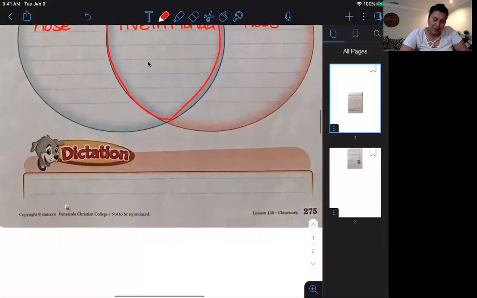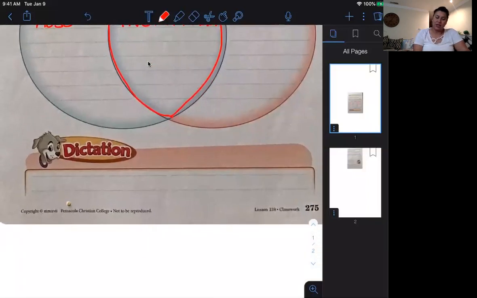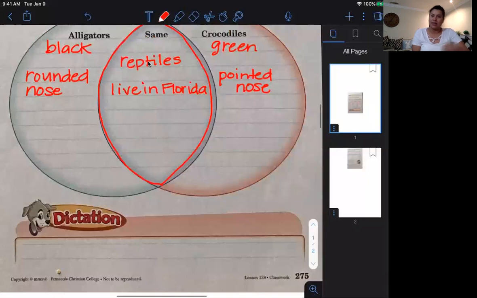Okay, now your favorite part, dictation. Well, actually, I'm going to leave that like this so you guys can see it still. All right, for dictation, I'm going to have you guys say this and then write it. Are you ready? Warmest day. Today was the warmest day of the week.